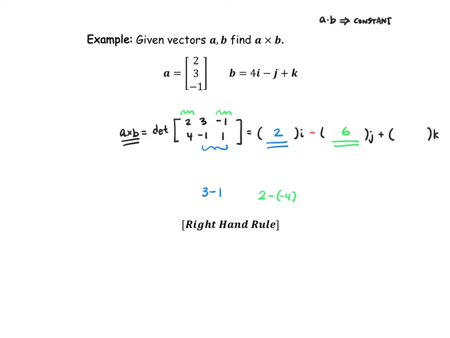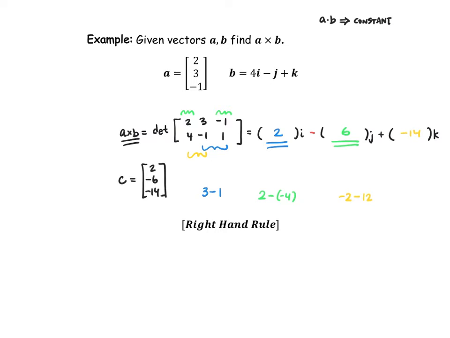Okay, for the k component, I consider the I and J components of my determinant. That would be 2 times -1, which is -2, minus 3 times 4, which is 12. So the k component of our cross product ends up being -14. Okay, so this vector C, which, by the way, is perpendicular to both A and B, could be written in the following form: 2, -6, -14.